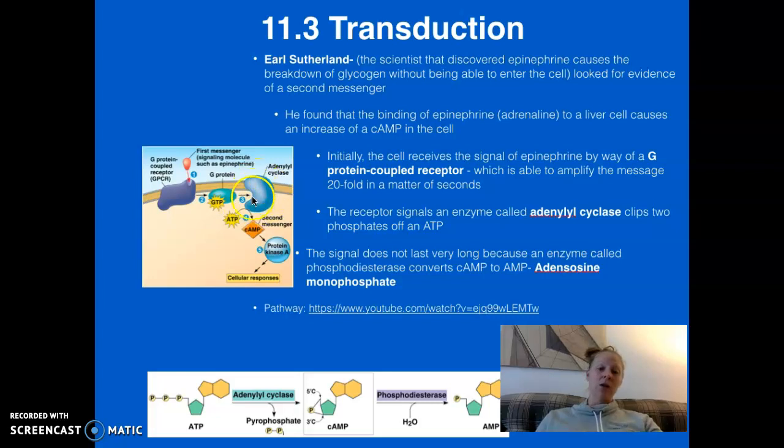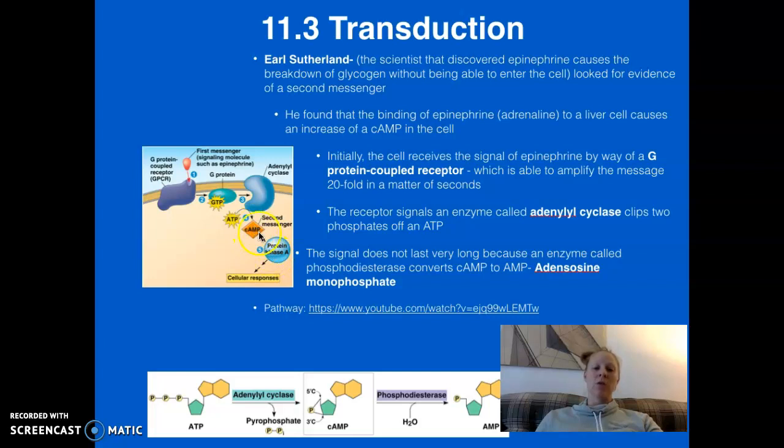And as we talked earlier, the adenylyl cyclase is going to clip the 2 phosphates off of the ATP to make cyclic AMP. And so this signal doesn't last very long because there is an enzyme called a phosphodiesterase, which is going to convert the cyclic AMP into just AMP, which is adenosine monophosphate. And the active form is the cyclic AMP.